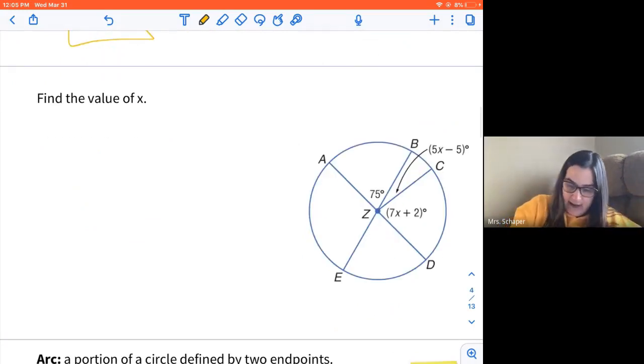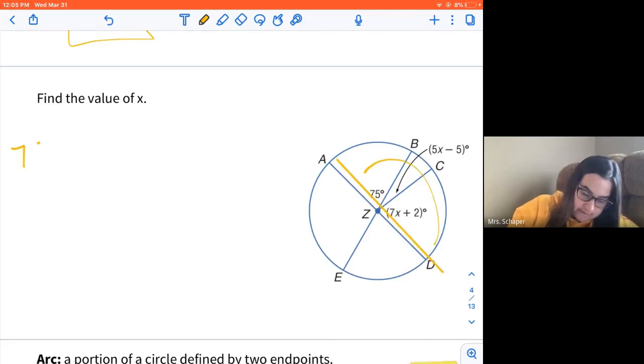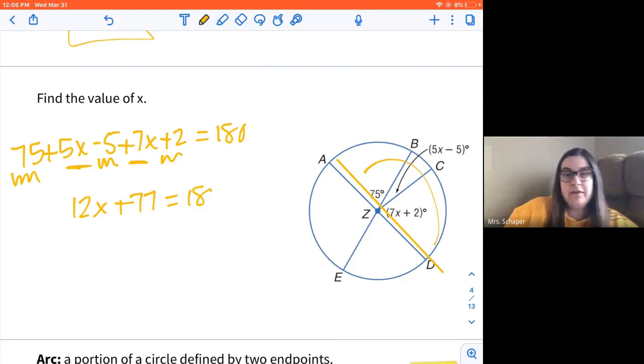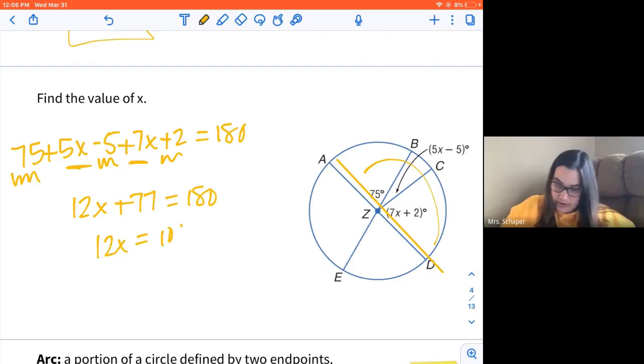Again, I have a diameter right here, and so I can say that all three of those equal 180. So 75 plus 5x minus 5 plus 7x plus 2 equals 180. So 5x and 7x is 12x. 75 minus 5 is 70, plus 2 is 77. That equals 180. So 12x is equal to 103.